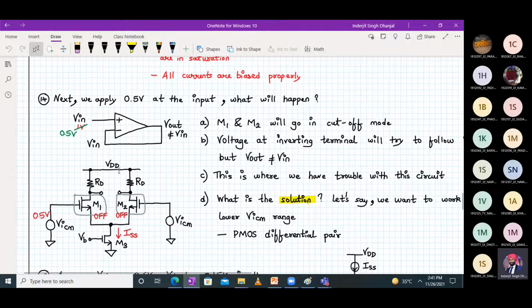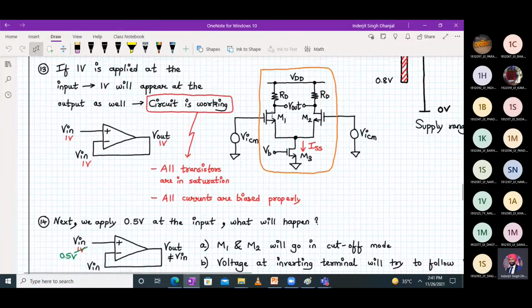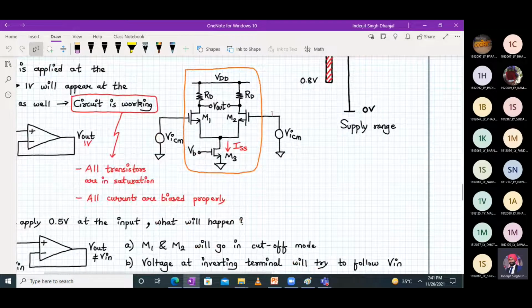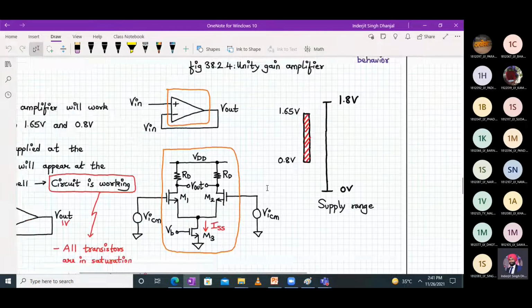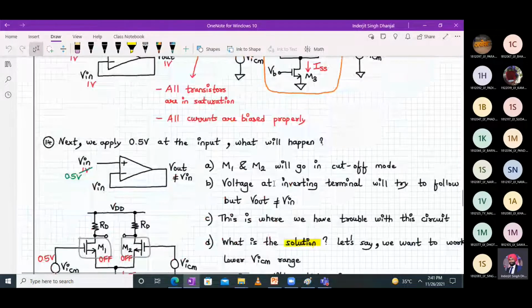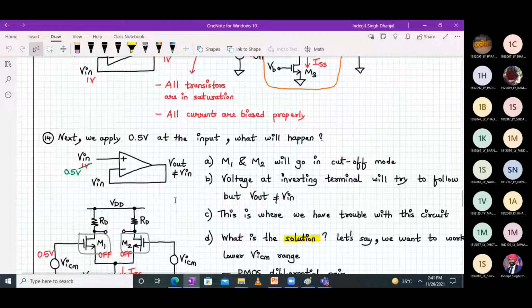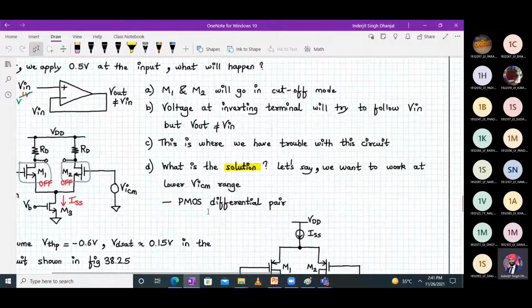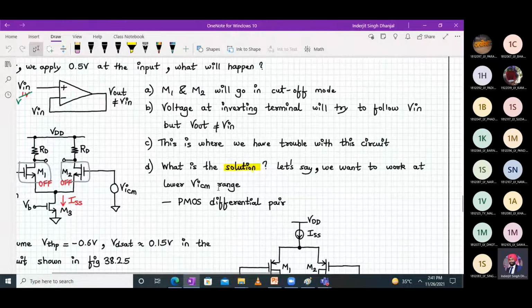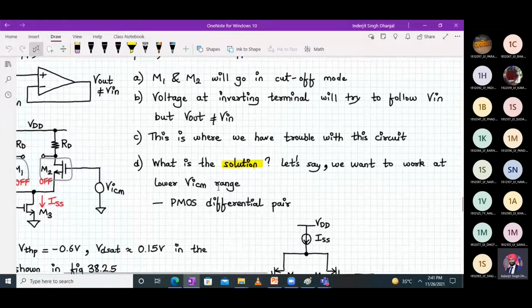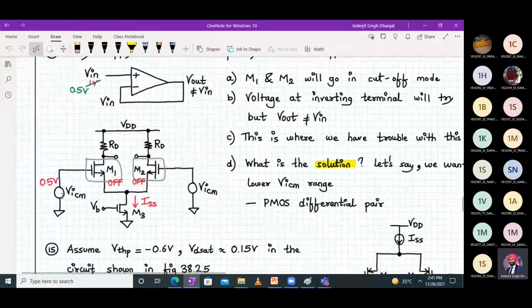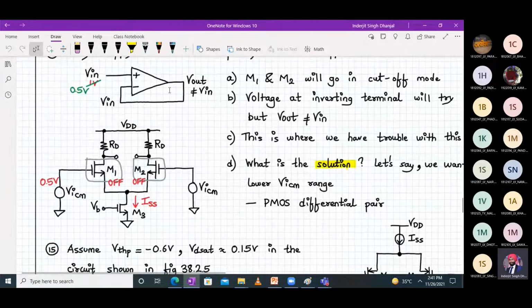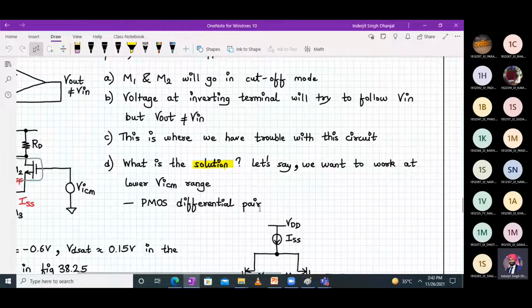Are you understanding now why this input common mode voltage range is important? If I apply the input common mode level as 0.5 volt, the same circuit will not work. So what is the solution? Let's say we want to work at a lower input common mode voltage range, really applying 0.2 volts or 0.5 volts, and still want the op-amp circuit to work. So what's the solution? You go for a PMOS differential pair.